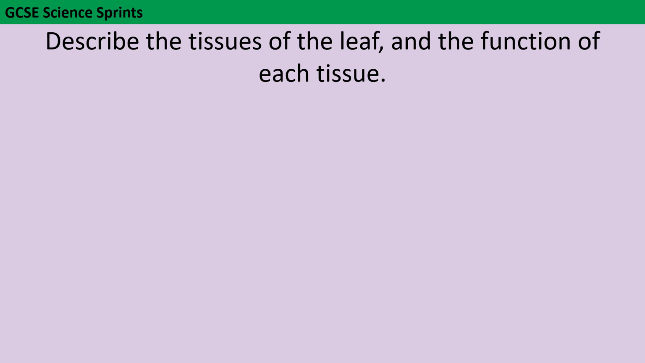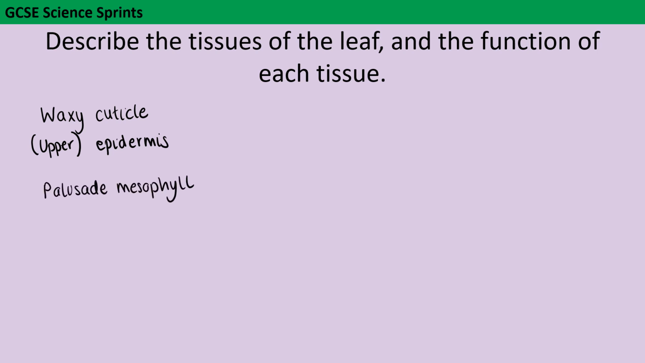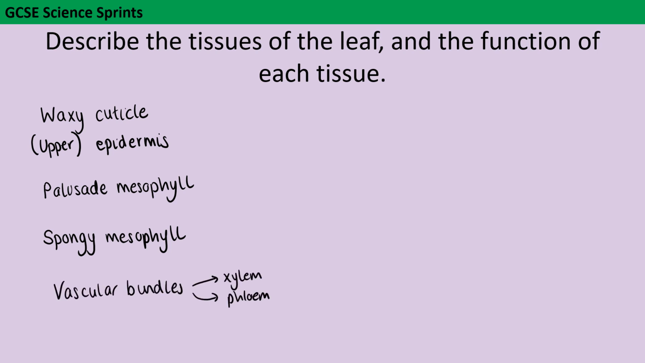So to begin with, when describing the structures in the leaf, you're probably going to start with something that isn't in fact a tissue because it's not made of living cells, and that's the waxy cuticle. Underneath that waxy layer, which helps to prevent dehydration and water loss, you've got your first actual tissue, and this is your upper epidermis or upper epidermal layer. And then underneath that is your palisade mesophyll, followed by your spongy mesophyll, and integrated in that spongy mesophyll you have these vascular bundles made of xylem and phloem.